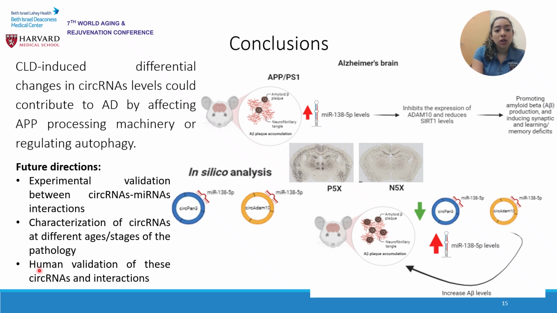Future directions include experimental confirmation of the circular RNA-microRNA interaction, temporal characterization of the circular RNA expression during AD progression, and ultimately validation in human samples.